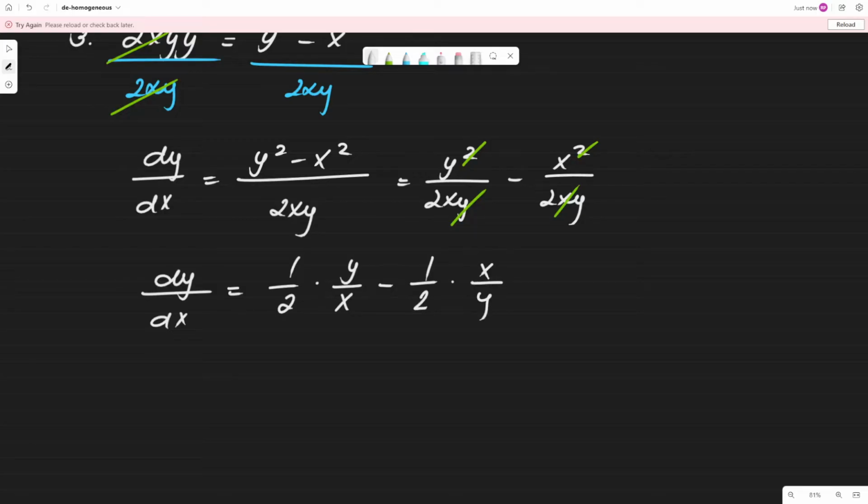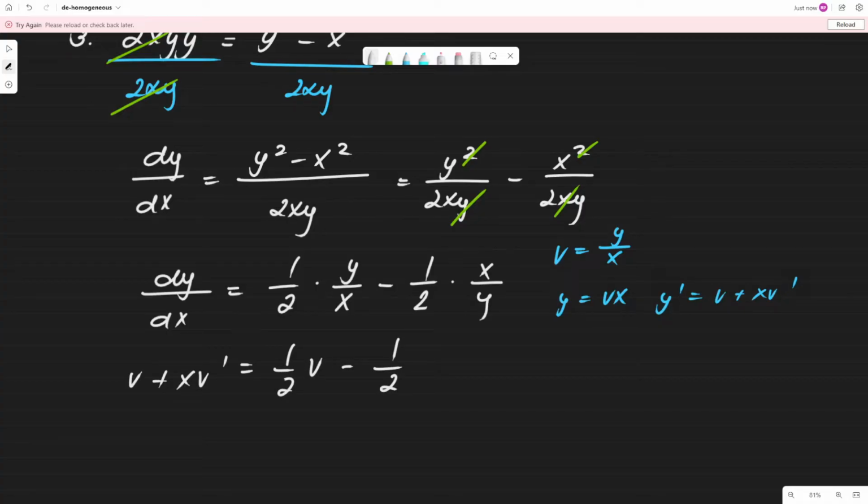Okay, now we can substitute. Now, v is equal to y over x. Y is equal to xv or vx, same lang naman yon. So, y prime is equal to v plus xv prime. Okay, so we have here v plus xv prime is equal to 1/2 v, that is y over x, minus 1/2 multiplied to, what is x over y? So that is simply x over vx. Actually, x over y is equal to 1 over v. Basically, kasi reciprocal lang naman, so 1 over v lang yung equivalent niya.